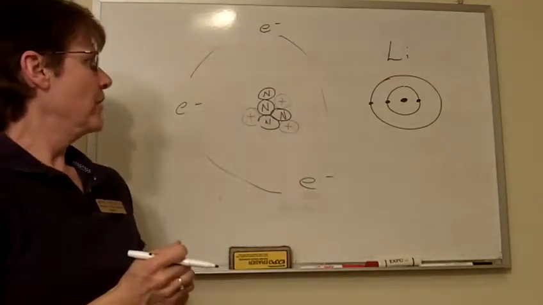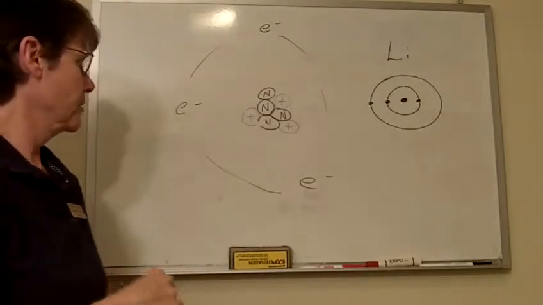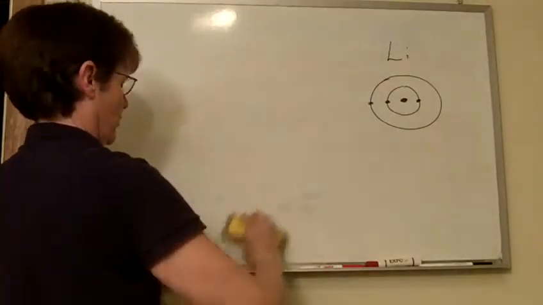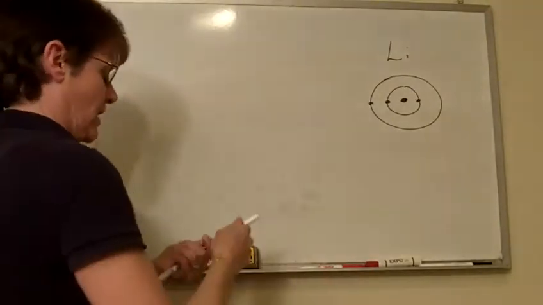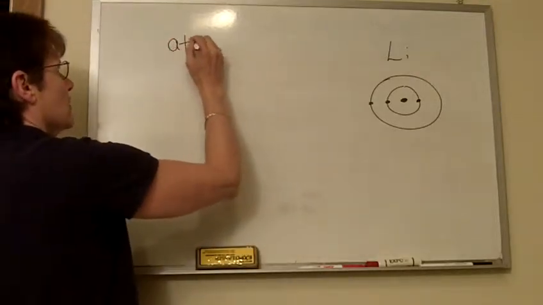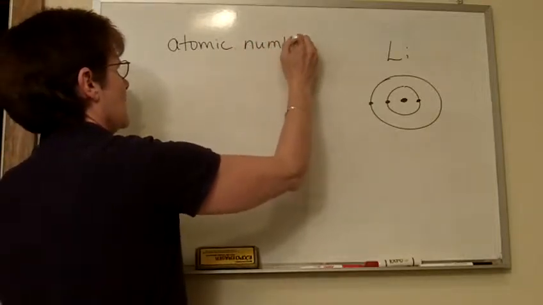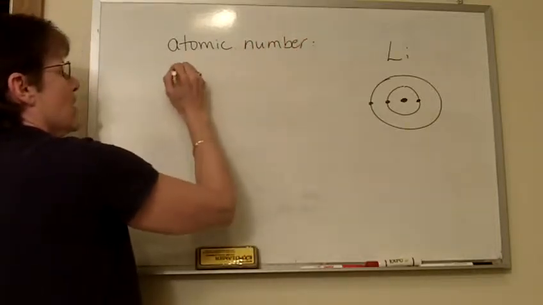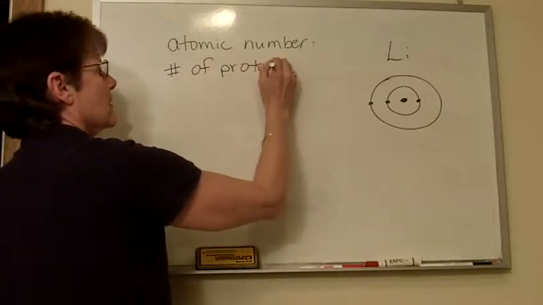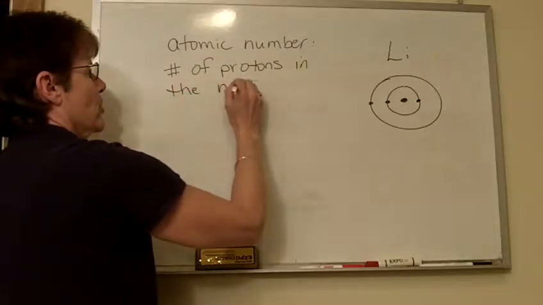And we know some things about it. So let's do a little bit of vocabulary here. I'm going to erase this picture so that I have room to write it down. So what we've just defined, one thing was atomic number. And this is the number of protons in the nucleus.